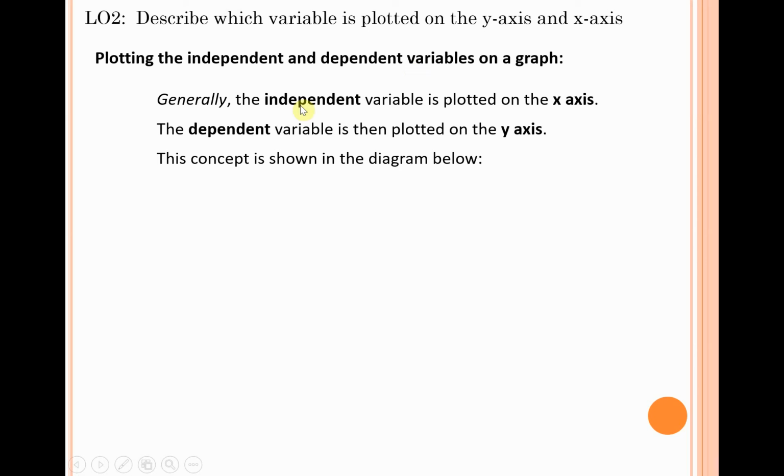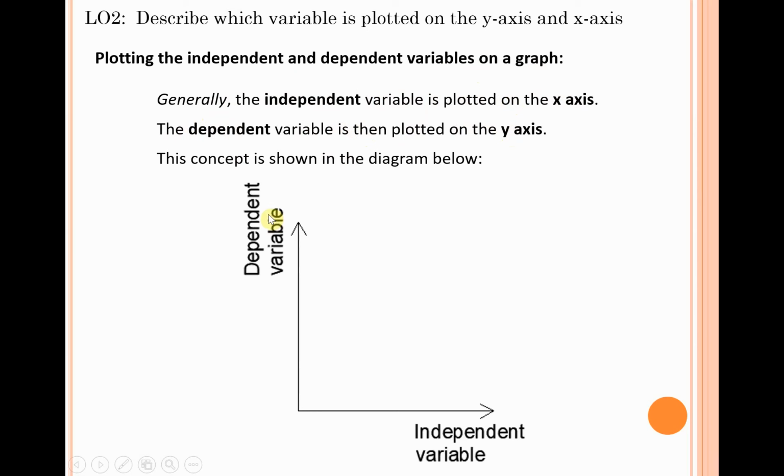Now, generally speaking, it's the independent variable that's plotted on the x-axis. Again, that's the one that you're changing, all right? And then the dependent variable is basically the one that's plotted on the y-axis. And this concept is shown below. So you've got your dependent variable on the y-axis and your independent variable plotted on the x-axis. And again, if you just want to pause the screen, you can copy down the notes on the graph as well.